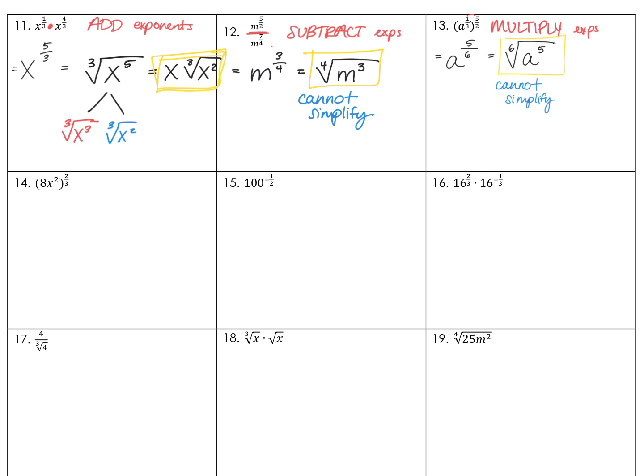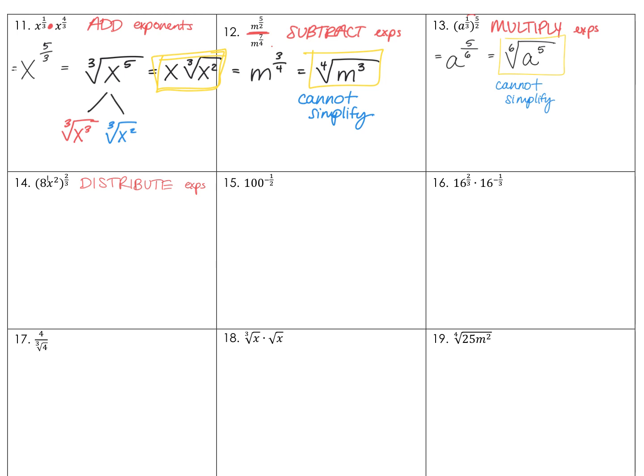Number 14, this is kind of like power to a power, but you have multiple bases, so it's a little bit different. 8 has a power of 1. So in a second, you're going to distribute this power. So the rule is to distribute. You're not distributing to the bases, you're distributing to the other exponents. We got a little bit of that yesterday, if you remember.